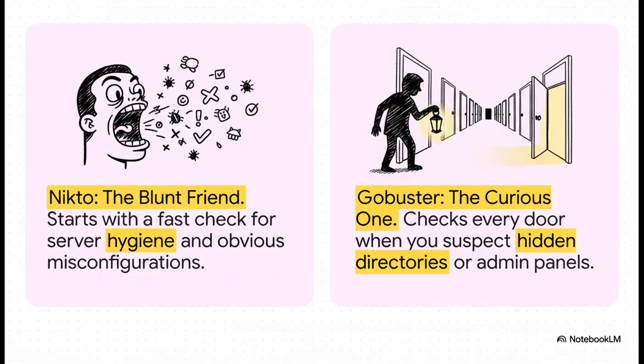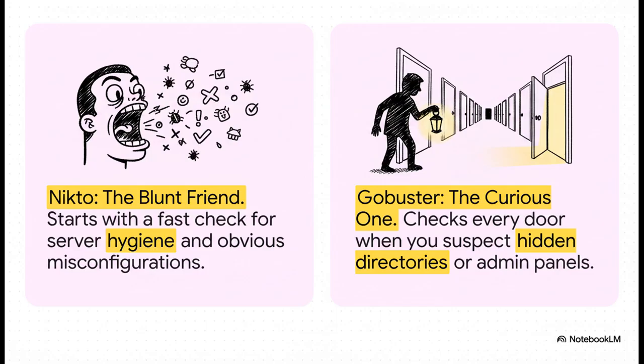I absolutely love this analogy. Think of Nikto as your blunt friend, the one who just blurts out everything that could possibly be wrong all at once. It's great for a quick initial health check. Gobuster, on the other hand, is the curious one. It's going to methodically go down the hall and jiggle every single doorknob just to see if it's unlocked.